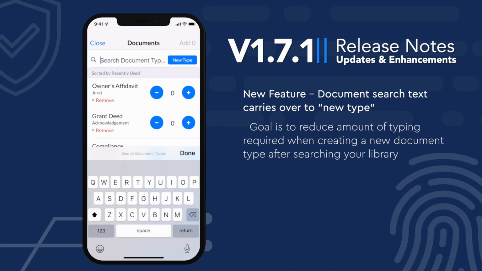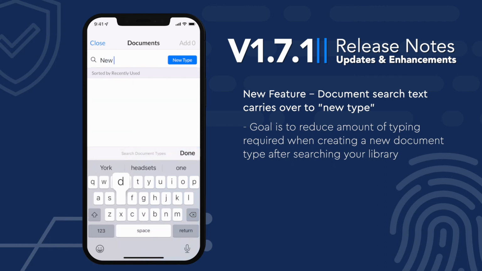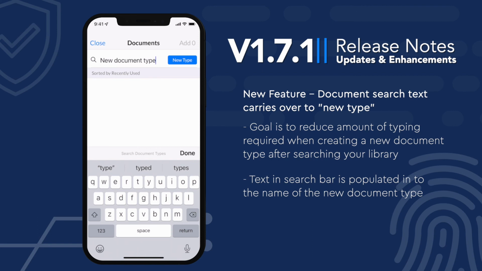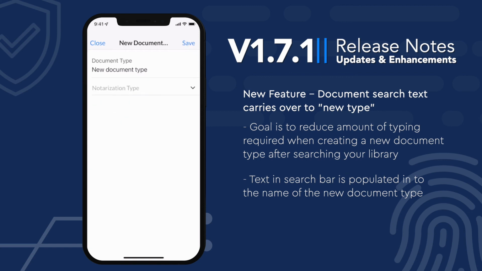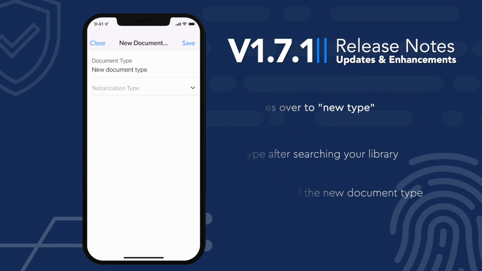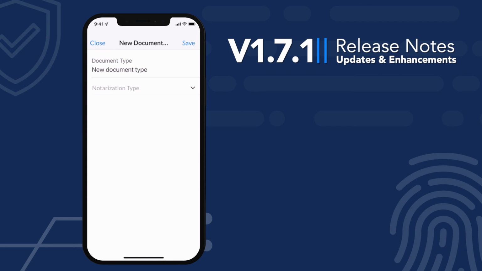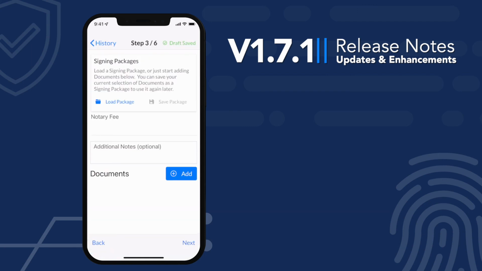So if I go here to new document type, we'll assume I'm searching for this as a document, and I realize here I don't have it in my library. Of course, I can hit new type, and that'll bring up the prompt to create that new type. But now the difference is it carries over the text of that document type name. So it brings it right over here, and you don't have to retype it again. It might be a long, tedious name, and you search for it unsuccessfully, and this will prevent you from having to retype that again. So those are the main new features in version 1.7.1.